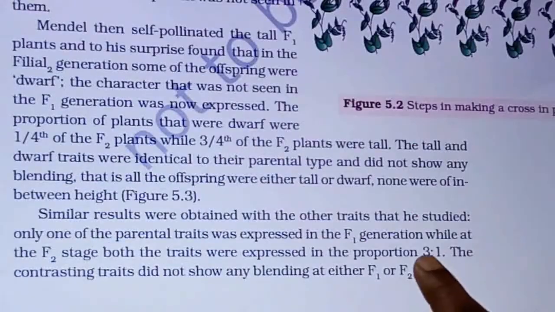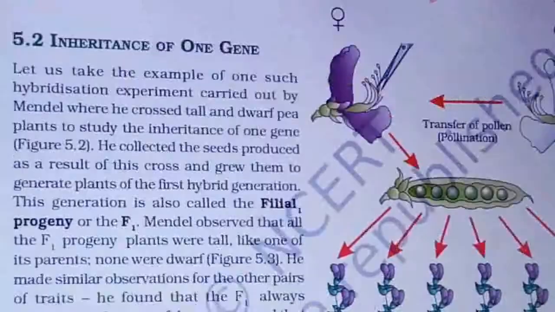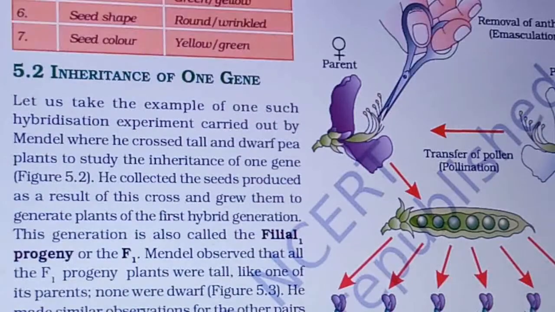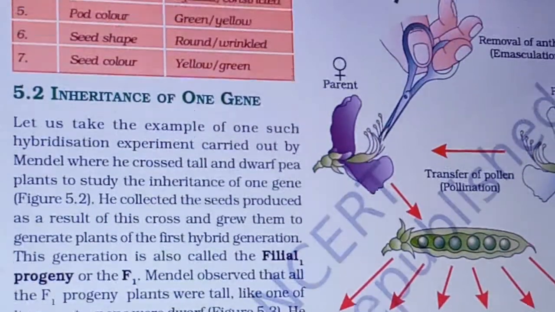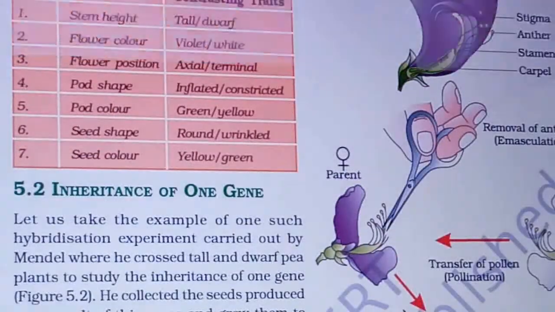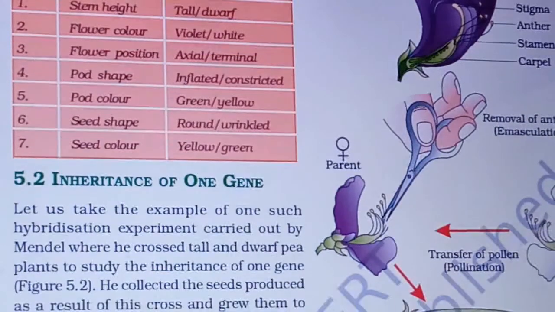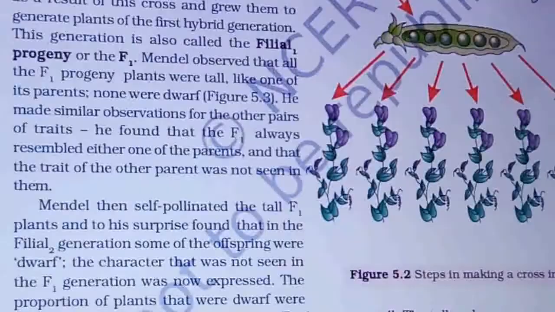Next, proportion. Monohybrid cross is there. Its proportion comes as 3:1, right? So these whole steps are there of making a cross. This diagram, you have to see. In that, labeling will be asked, right? So prepare this diagram for the labeling.